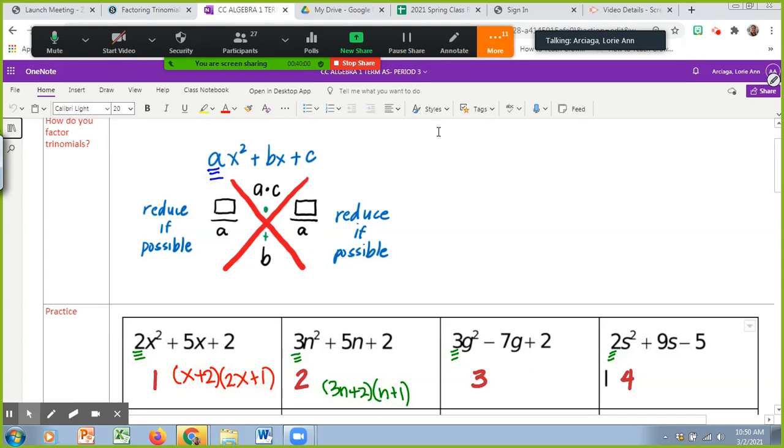Let's try again. Number 3. 3g squared minus 7g plus 2. Let's do the X. 3 times 2 is 6. The middle one is negative 7. Now help me out, you guys. I need factors of 6 that combine to negative 7.